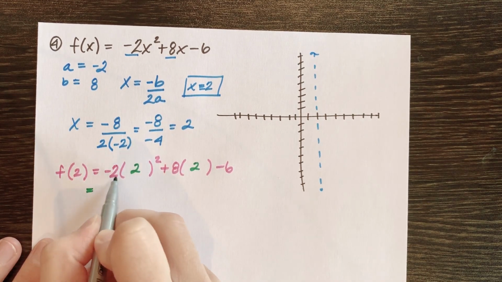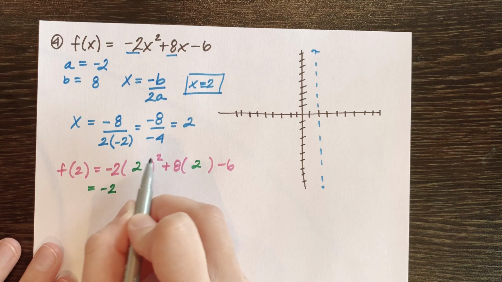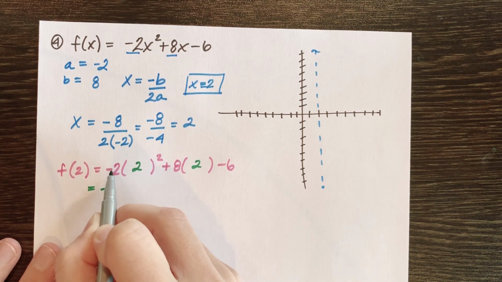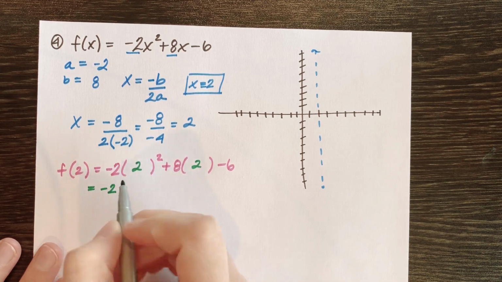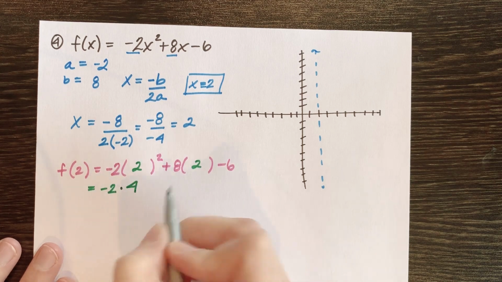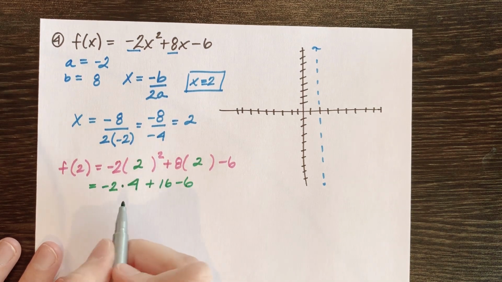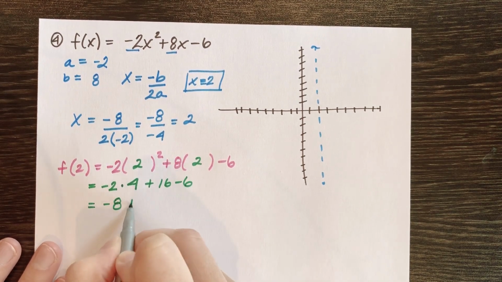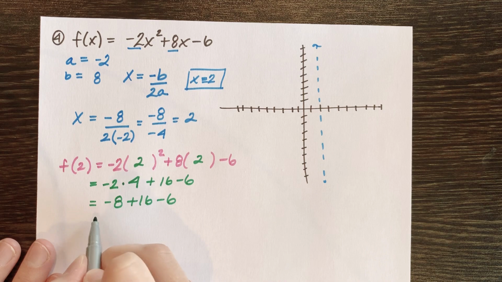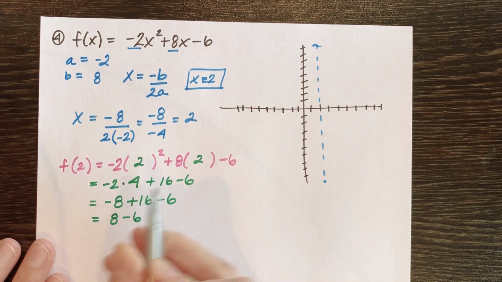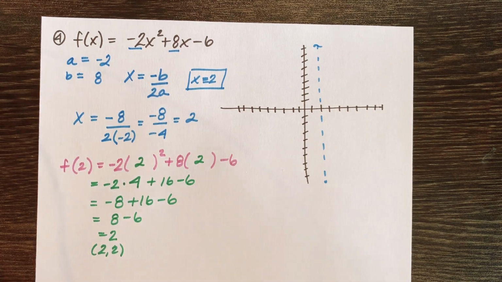So again, this is negative 2, so this is PEMDAS coming at you. This is negative 2, and then this is 2 squared, which needs to be done before you can combine with that negative 2. So PEMDAS, exponents before multiplication. Negative 2 times 2 squared is 4, plus 16 minus 6. Negative 2 times 4 is negative 8, plus 16 minus 6. Negative 8 plus 16 is 8, minus 6, which is 2. So 2, 2 is my vertex.